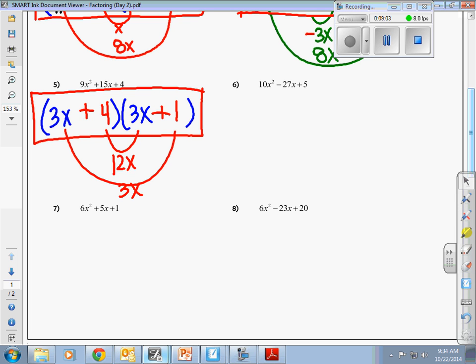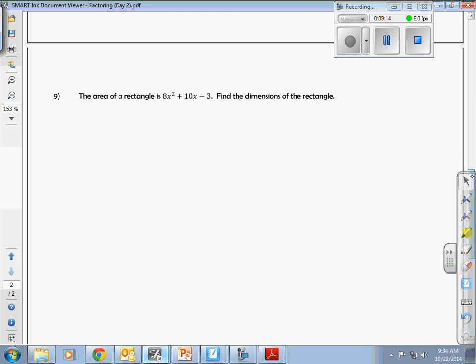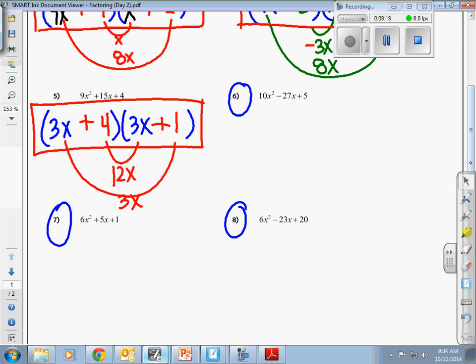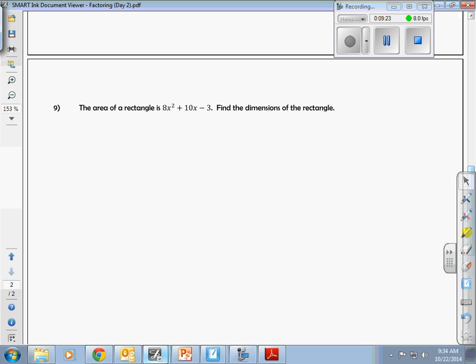Okay. We are going to go ahead. I want you to have 6 and 7 and 8 all attempted by class tomorrow. And we're going to go ahead and look at number 9 together. So I'm expecting 6, 7, and 8 to be done when you get to class. Same method. The area of a rectangle. It says find the dimensions of the rectangle. Well, in order to find the dimensions, we have for area, remember it's length times width. So I need to know what my length and my width are.